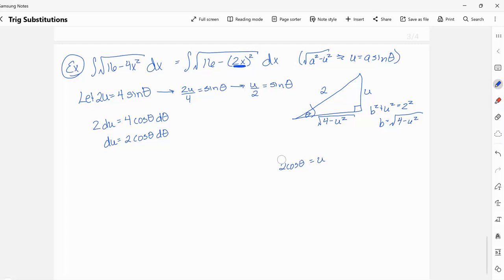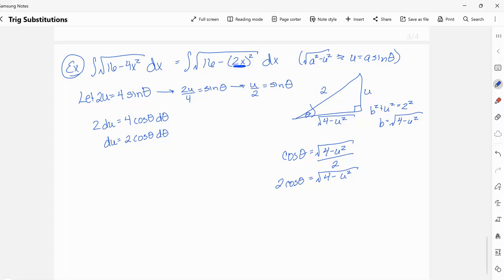I don't know why I did that. I said a, which was the adjacent, and I wrote the opposite. Let me try that again. Cosine of theta is adjacent divided by hypotenuse. So 2 cosine of theta is equal to the square root of 4 minus u squared.